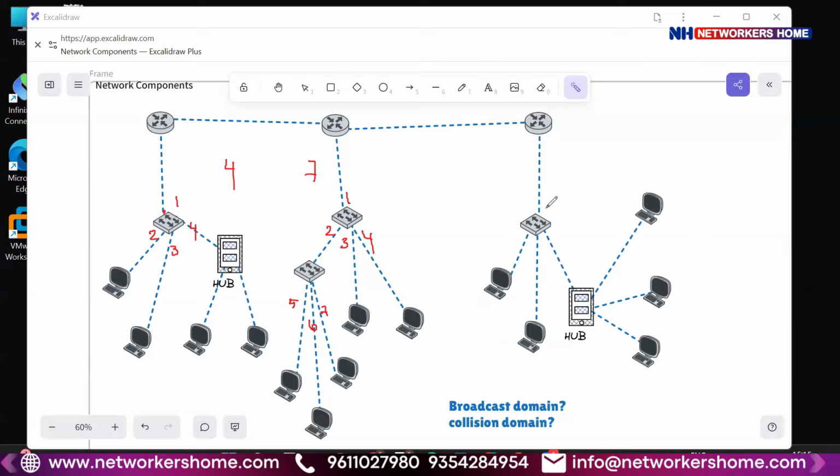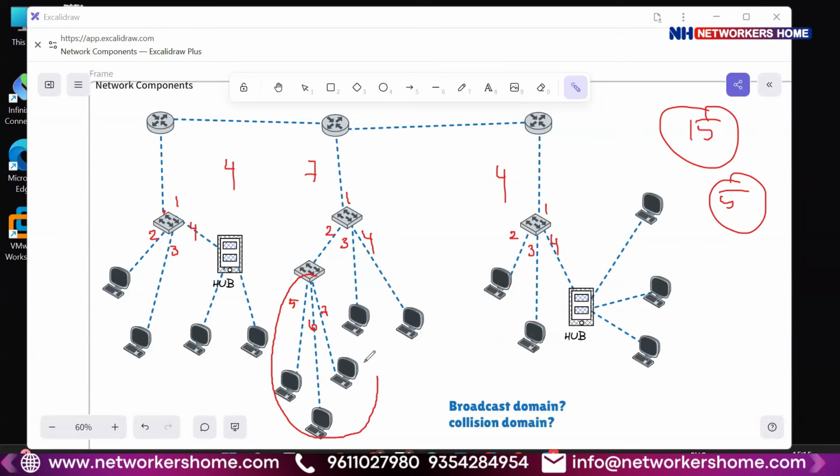Now here a switch is there: 1, 2, 3, 4. The 4th is connected with a hub. It doesn't matter what they are connected with. So here it is 4. So 7 plus 4 is 11, 11 plus 4 is 15. So 15 collision domains, 5 broadcast domains. I suppose you guys forgot to add these 3.